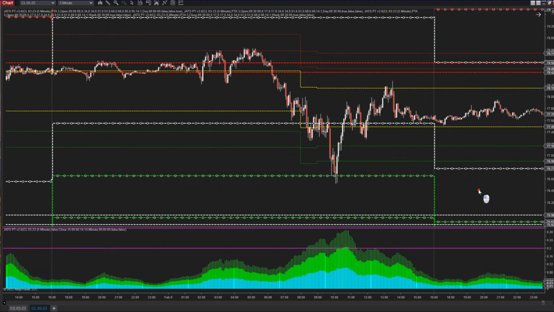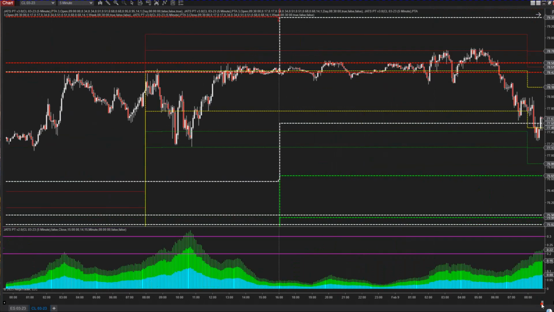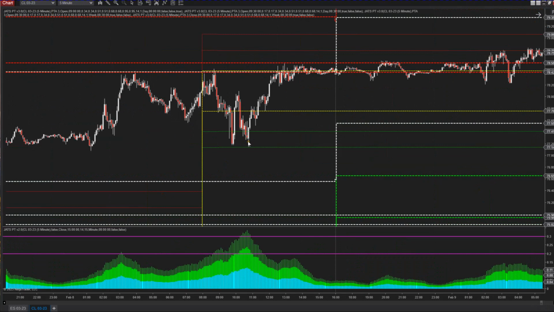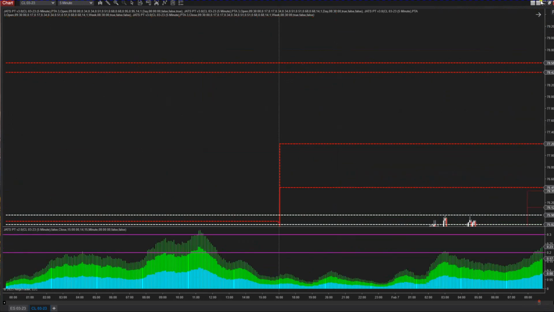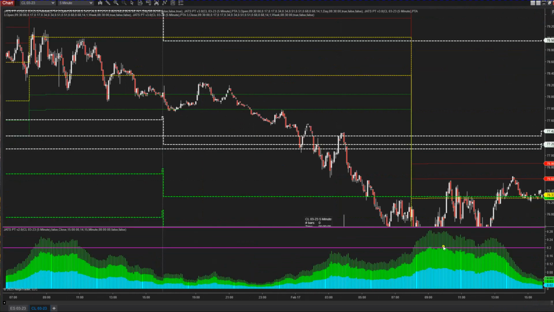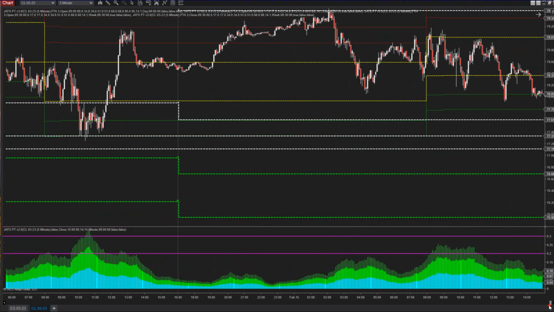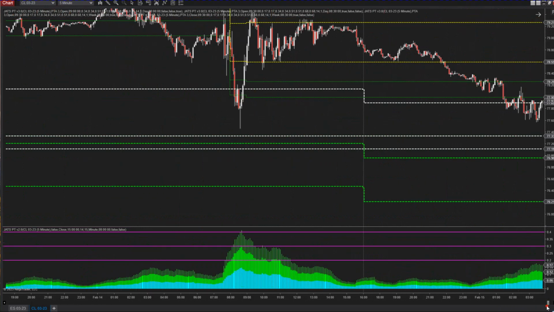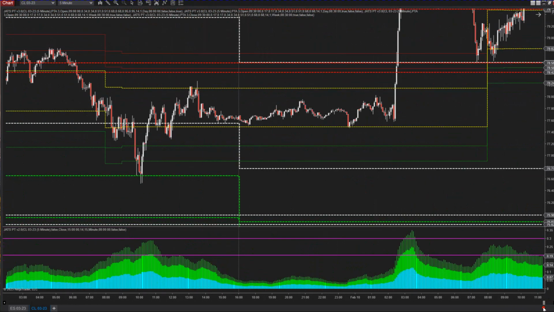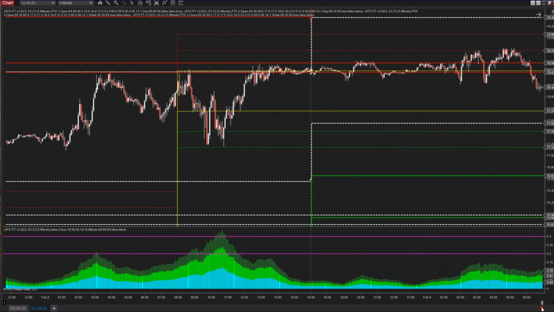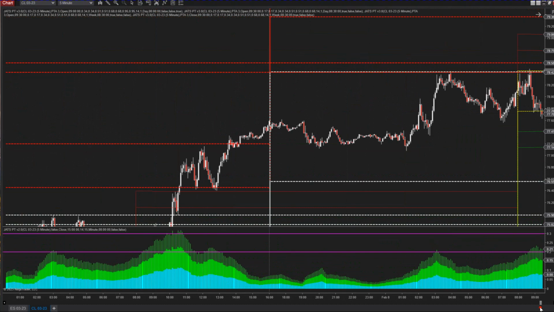So, just using daily, weekly, and the 1 hour IB range by itself, you can see that it gives you plenty of levels that it goes to. And these are not back painted. These are actual ranges. I'm not back painting or anything like that.